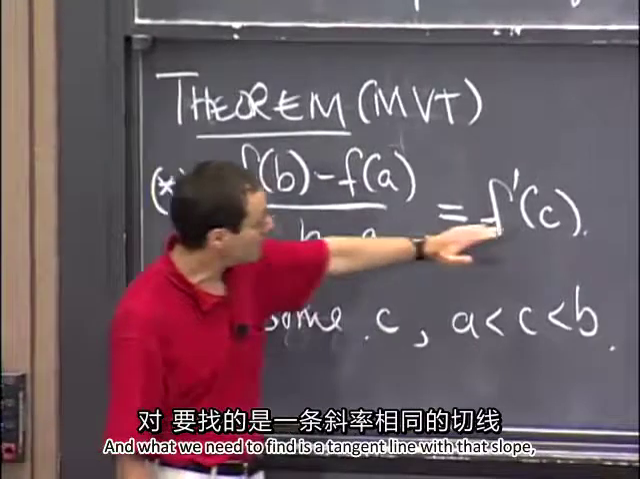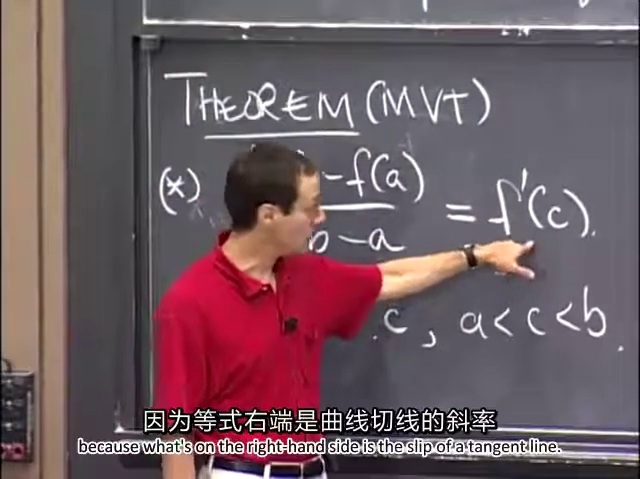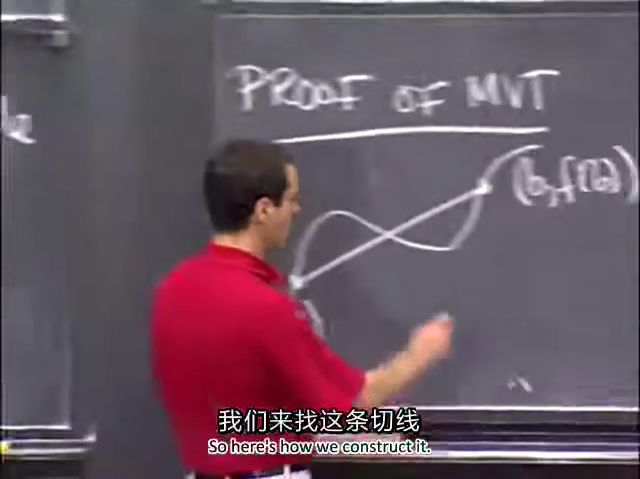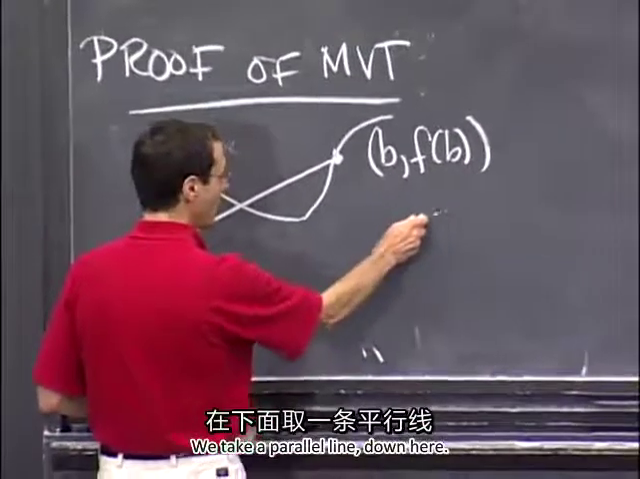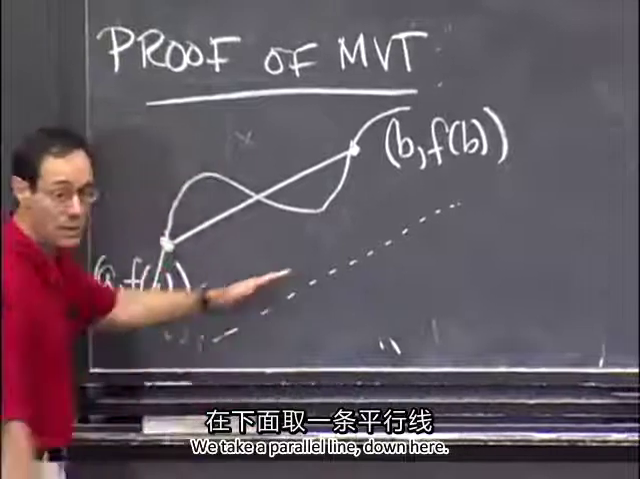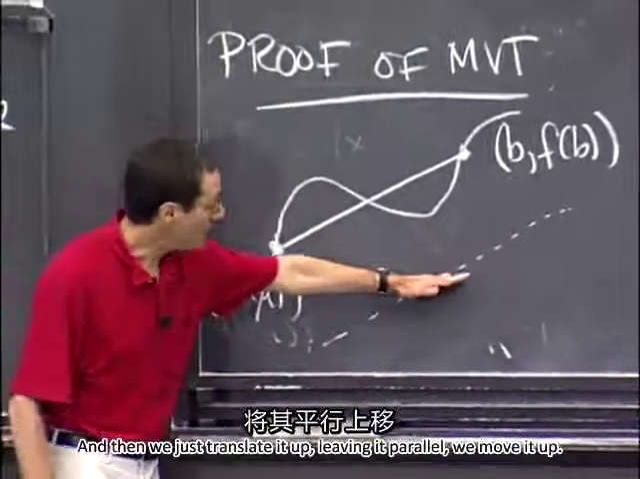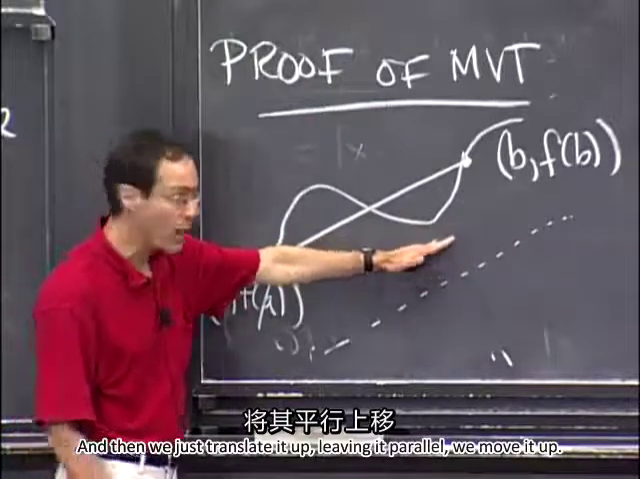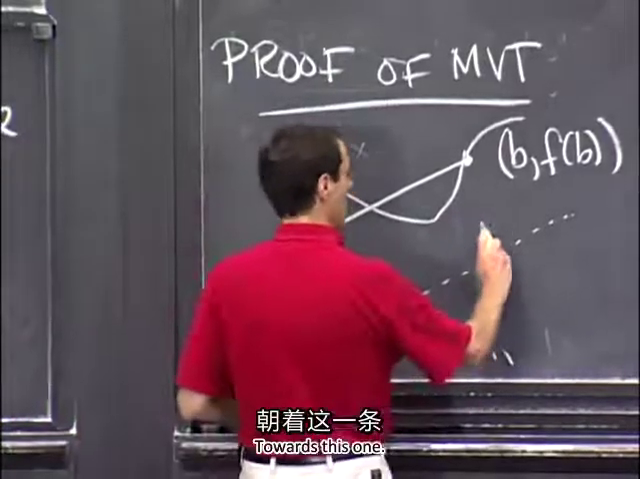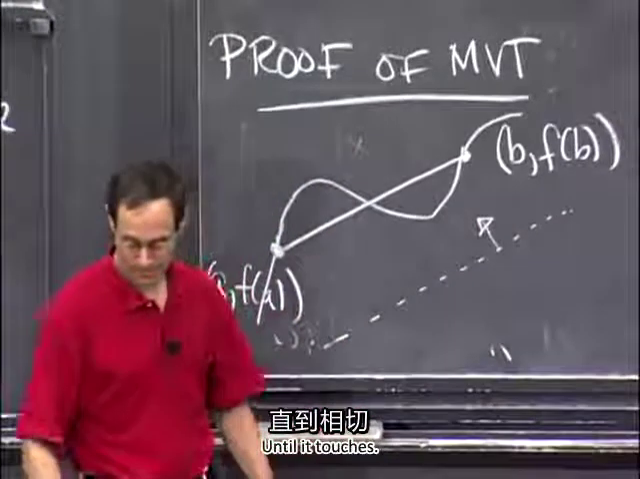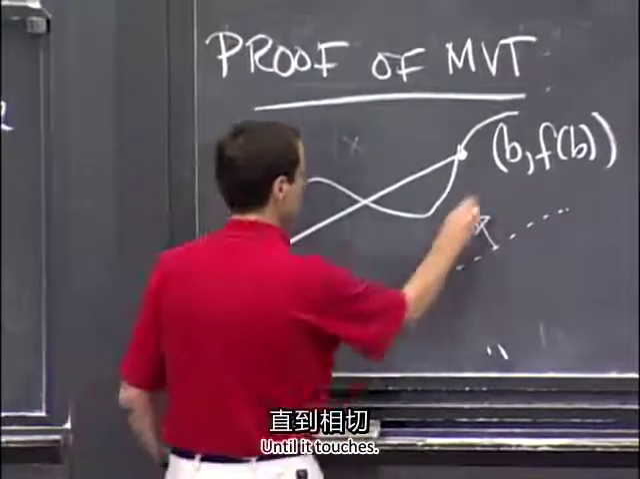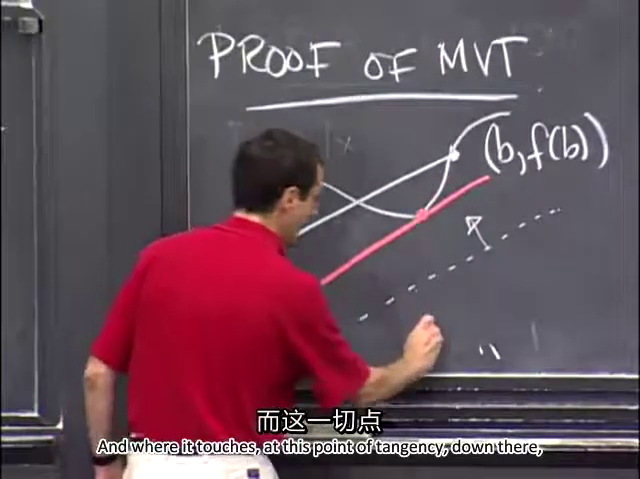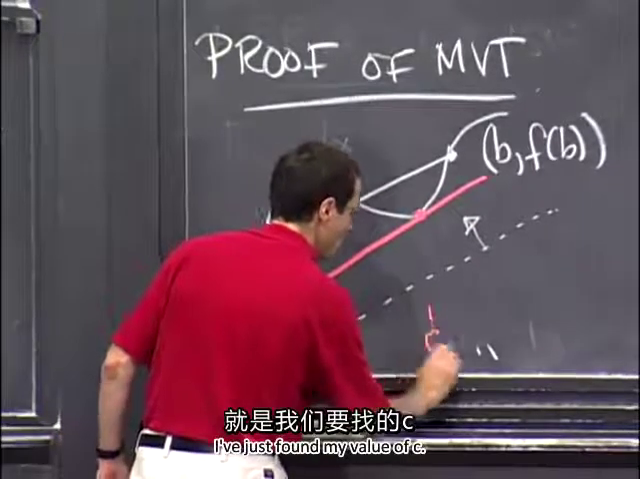And what we need to find is a tangent line with that slope, because what's on the right-hand side is the slope of a tangent line. So here's how we construct it. We take a parallel line down here, and then we just translate it up, leaving it parallel. We move it up towards this one until it touches. And where it touches, at this point of tangency, down there, I've just found my value of C.